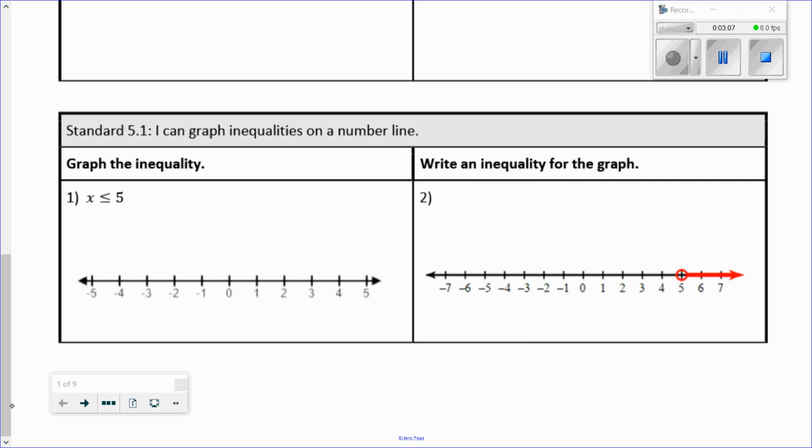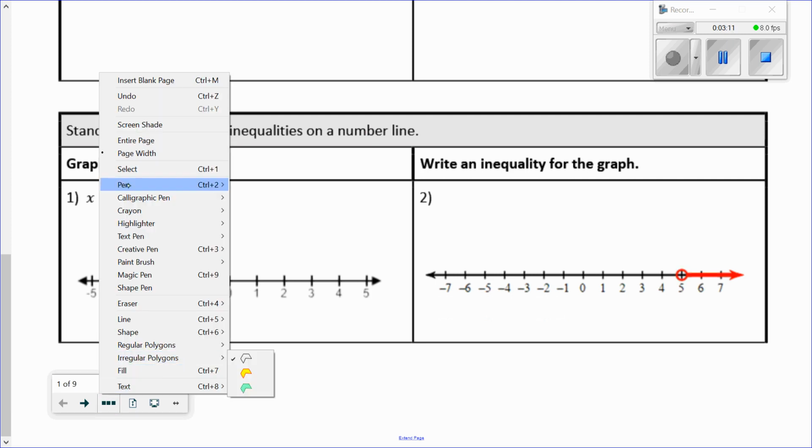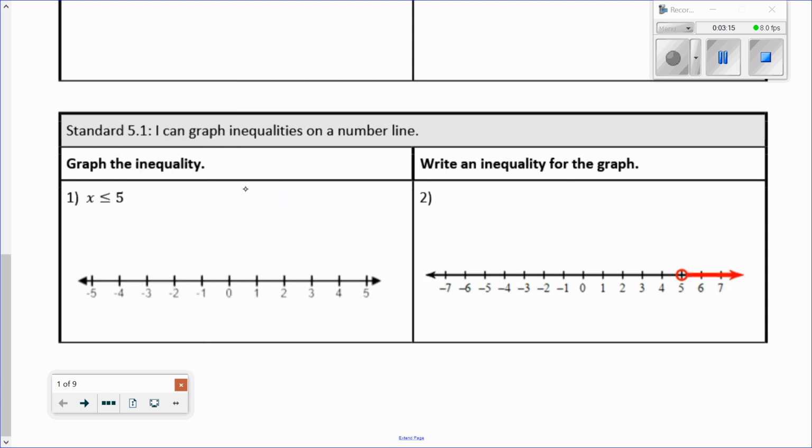5.1, we just did this right before Thanksgiving. I'm going to graph the inequality. Let's switch colors again. You know what, we don't get to use purple enough, so let's use purple. We're going to find our number on the line here. Here's 5. My inequality sign says I'm doing a solid circle because there's a line underneath it talking about or equal to. I want to talk about numbers that are less than 5, and that's going to be this direction.